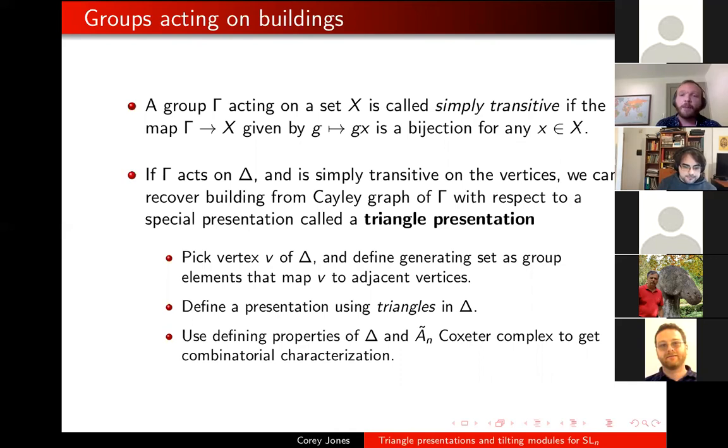And this has a bunch of other definitions. This might be called regular action. It might be called free and transitive. There's a lot of different words. This simply transitive is a little bit old, but it's kind of used in the context of these groups acting on buildings, which is why I picked the terminology.